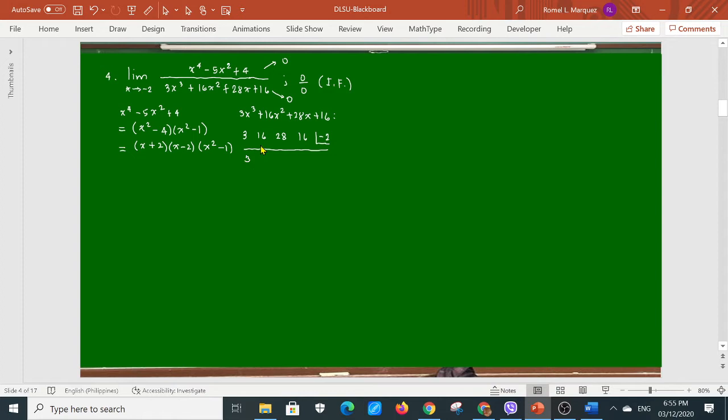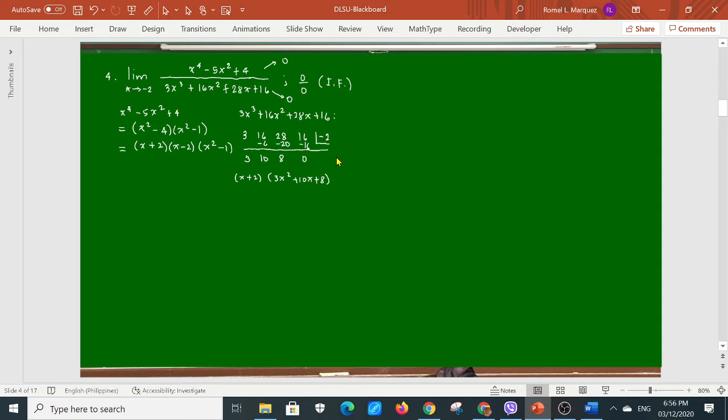Bring down 3. Multiply by negative 2, negative 6. So add 10. So this is 4. When multiplied by negative 2, this is negative 8. Then add 28, this is 20. Then multiplied by negative 2, this is negative 40... So 0. This is now a what? A quadratic, no? So the factored form therefore is x plus 2, and then we have 3x squared plus 10x plus 8.